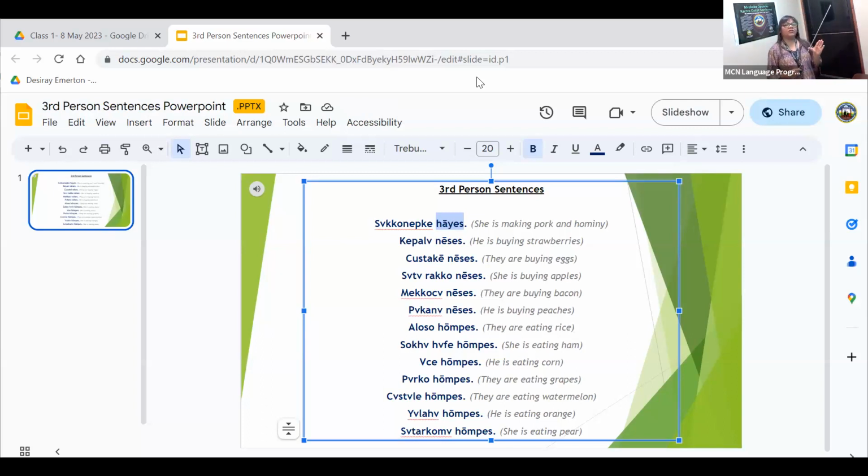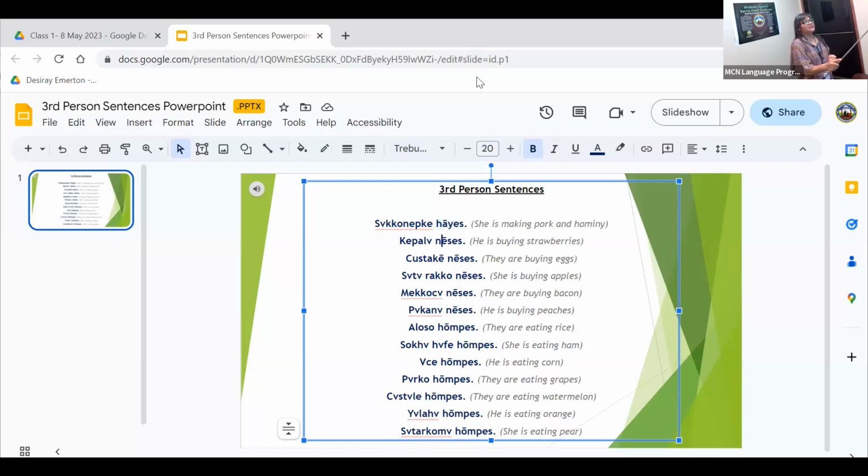I took my placeholders out so you can now see what it looks like without my placeholders. Subkanipki Ayes. She is making pork and hominy. It could be he is making pork and hominy. It is making pork and hominy. They are making pork and hominy. But I chose she. These are all the ones I chose today. You can put he, she, it, or they in any of these and it'll work because this is the same conjugation right here for all of them.